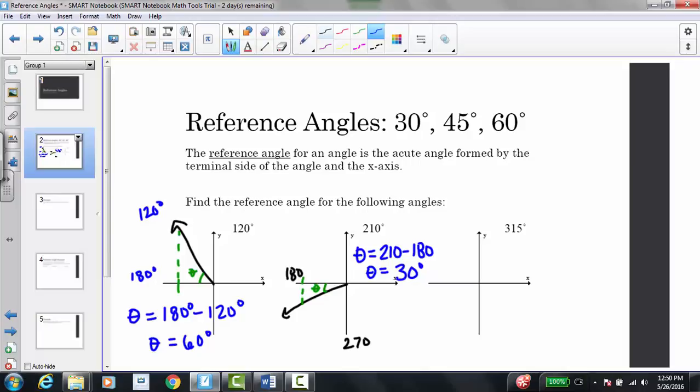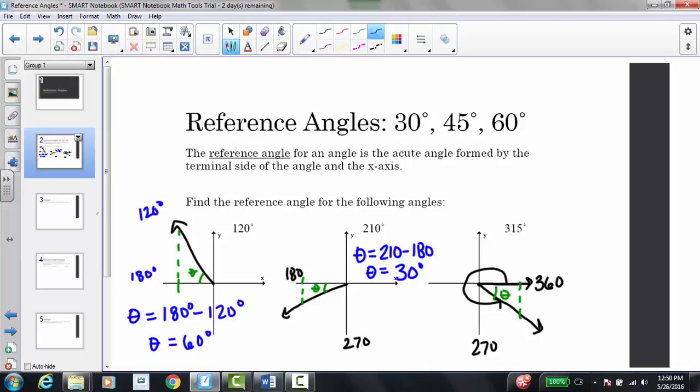Again, 315 degrees is between 270 and a full rotation being 360 degrees. So we're somewhere in the fourth quadrant. So this is my initial side, and I go all the way around to the terminal ray at 315 degrees. Again, dropping that perpendicular line to form my reference triangle. So we can now see this angle here is my reference angle.